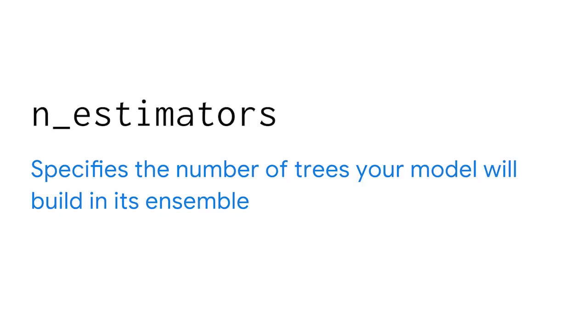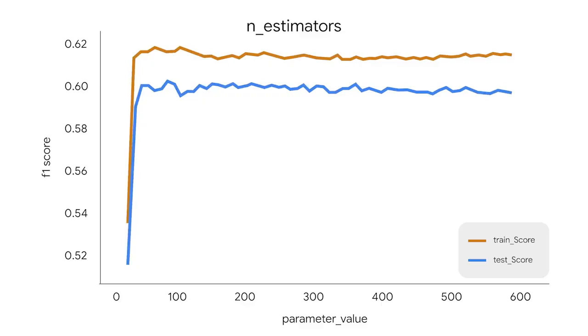The second hyperparameter, number of estimators, controls how many decision trees your model will build for its ensemble. For example, if you set your number of estimators to 300, your model will train 300 individual trees. If you're building regression trees, then the model's final prediction would average the predictions of all 300 trees. If you're building classification trees, the final prediction would be determined by whichever class received the majority vote from the 300 individual trees.